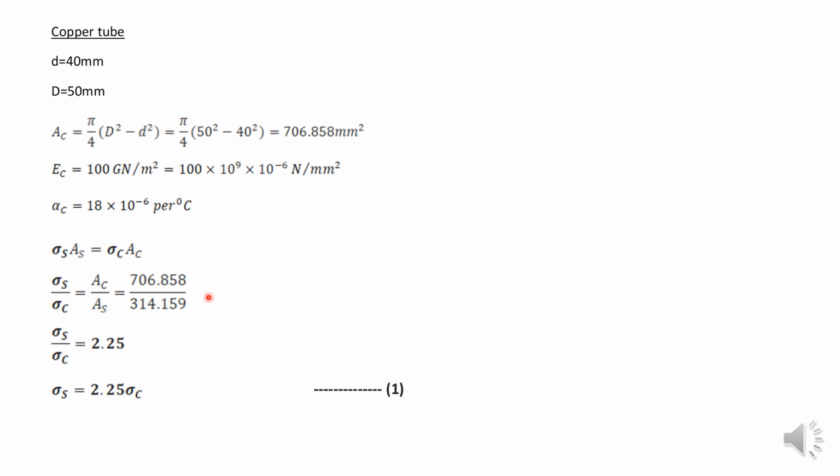or the compressive force produced on both bars will be equal. That is sigma S into AS, which is equal to sigma C into AC. That is sigma S divided by sigma C is equal to AC divided by AS. So we can establish a relationship between sigma S and sigma C. That is sigma S is equal to 2.25 into sigma C.